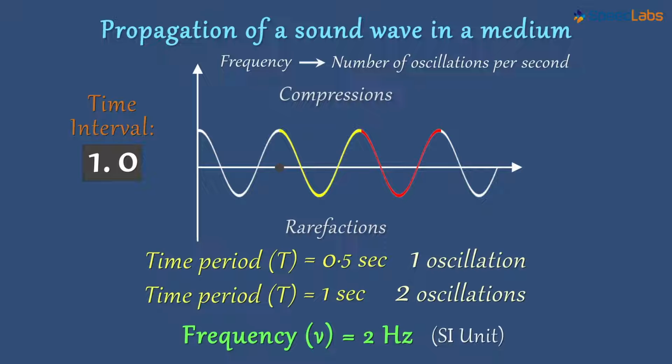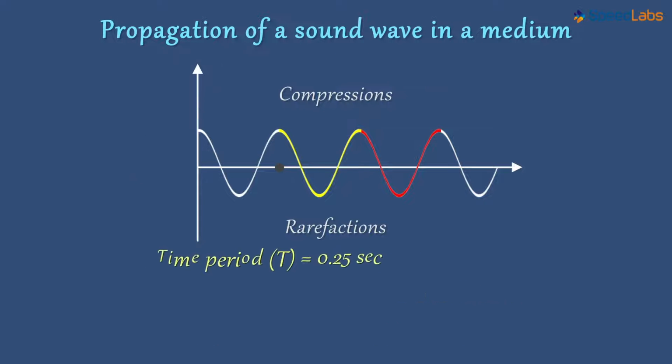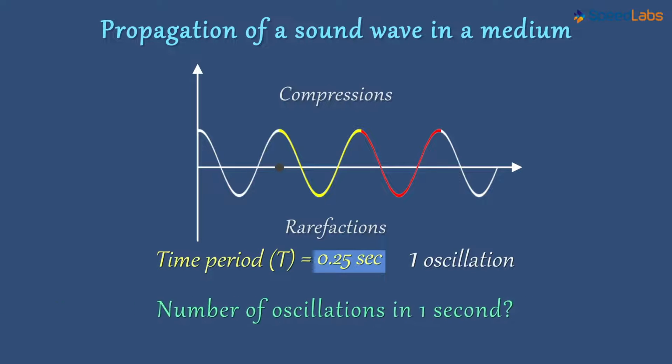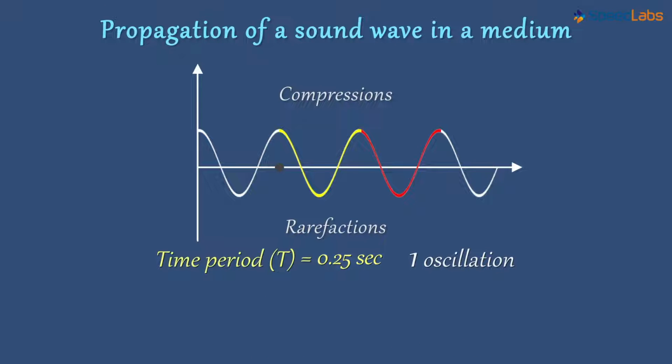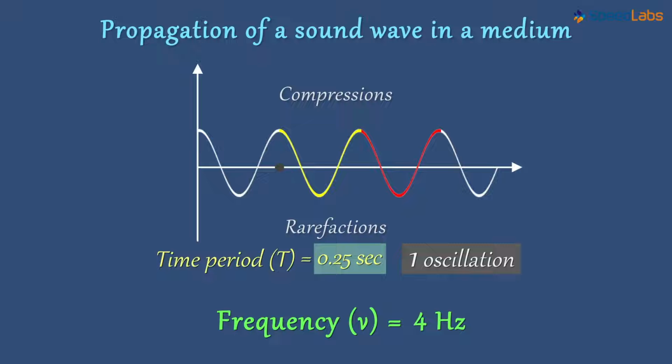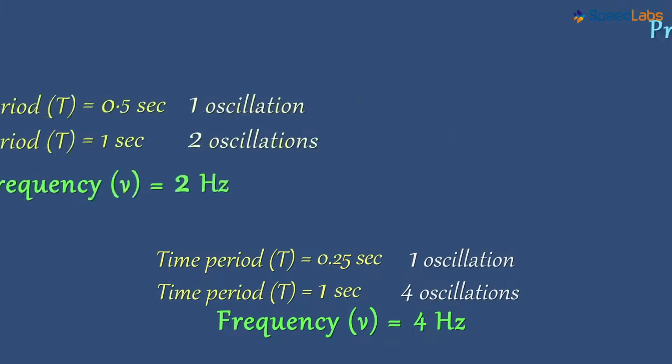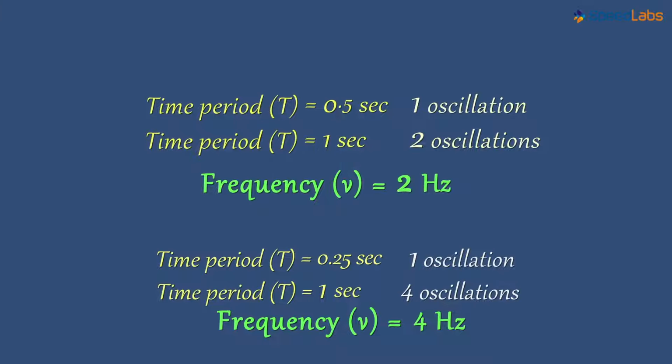Now let me ask you another question. If the time required for one oscillation is 0.25 seconds, then how many oscillations will be completed in 1 second? Yes, now the frequency will be 4 Hertz. As it completes one oscillation in 0.25 seconds, it will complete 4 oscillations in 1 second. But did you notice something in these 2 examples? How are we getting these values?